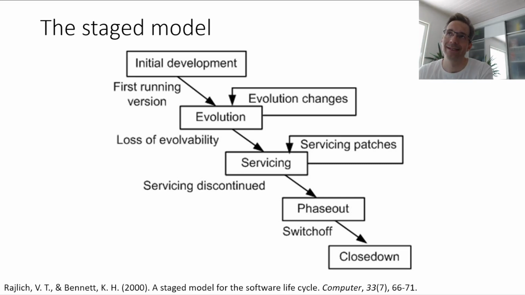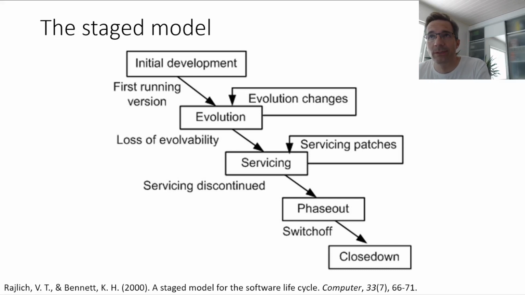So the idea is that long-lived software systems go through different stages. As a first stage, we have the development of the initial version, which ends with the first running version released to the production environment. Next, we have the evolution phase that may last years, during which evolutionary changes are made to the system. These changes range from bug fixes to feature improvements and even beyond.